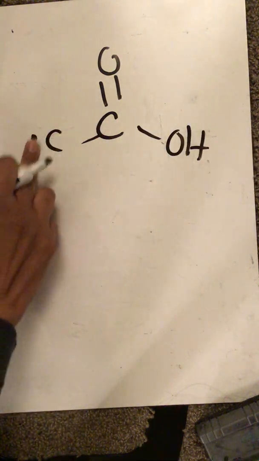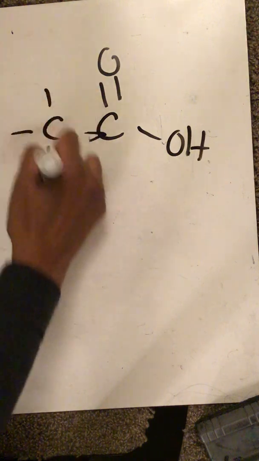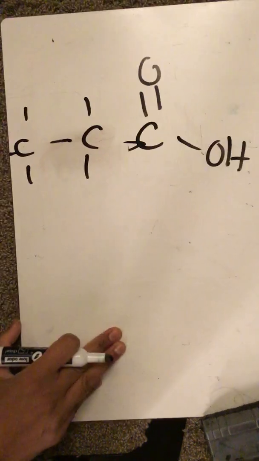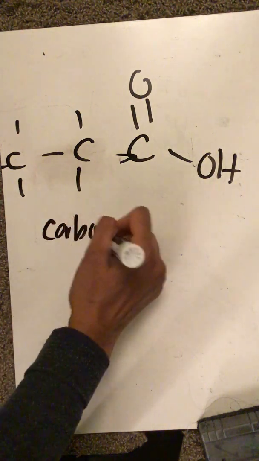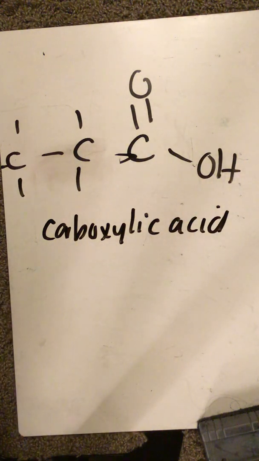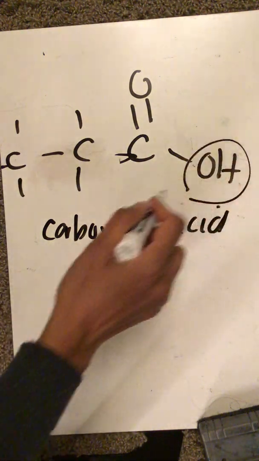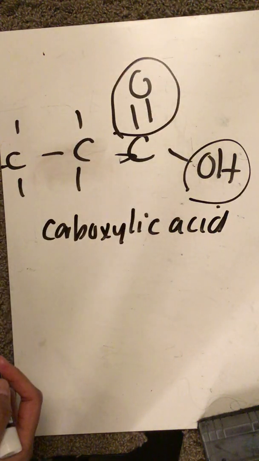Okay, to name carboxylic acids, they look like this. C double bond O, OH, with this C. So I take a look at this and I'm like, okay, why is this not an alcohol? Why is this a carboxylic acid? It's a carboxylic acid and not an alcohol because it has an OH like an alcohol, but it also has this double bond O. That makes it a carboxylic acid.